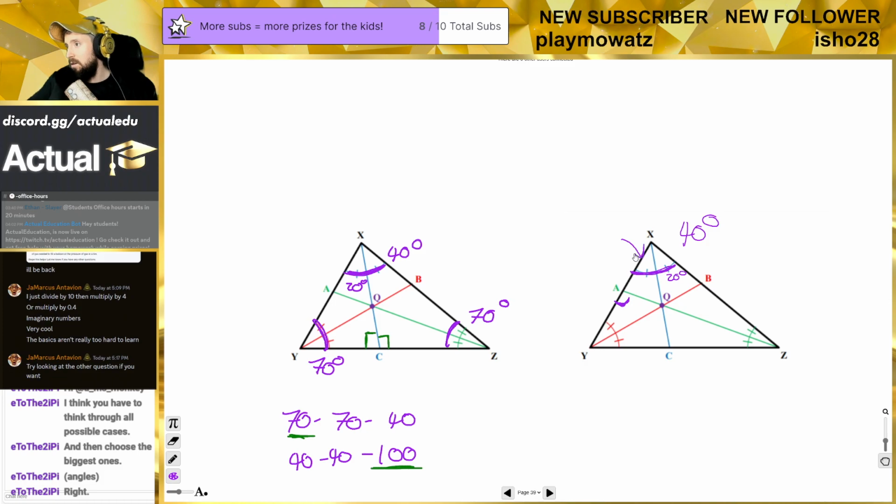Let me think. What was my thinking behind this one? Oh, okay. Right, okay, so that makes this equal to 90. So then I have a 40 here, a 90 here, so then this angle here must be 50, so then the whole angle must be 100. So then that's a 100, it's a 40, 40, 100.